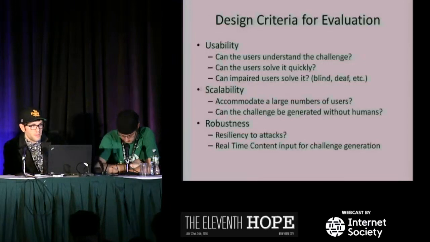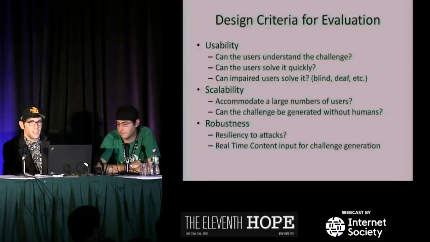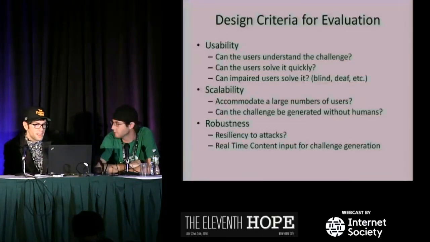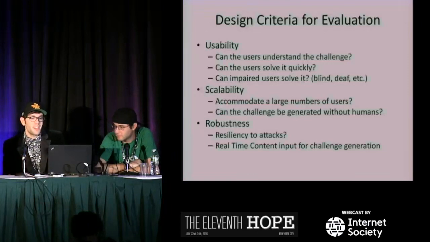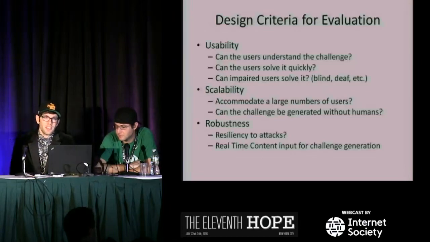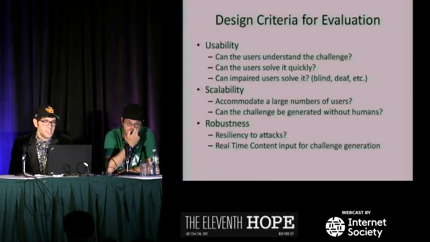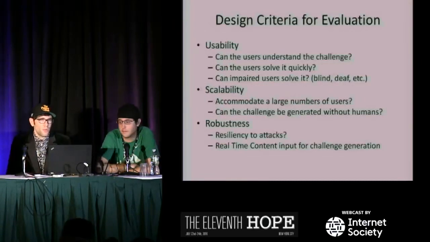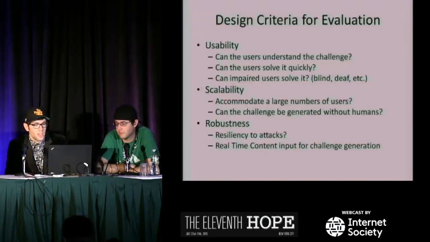The general rule of thumb is a CAPTCHA should take no longer than 15 to 30 seconds to solve. Any longer than that, and you're starting to negatively impact the user experience, and generally the user will begin to become frustrated. They won't perform the task. They'll neglect whatever it is that you put behind the CAPTCHA. And then, of course, we have to consider our impaired users, right? Scalability is actually, in my opinion, the second most important criteria. How well does your challenge scale? That means, can you accommodate a large number of users?